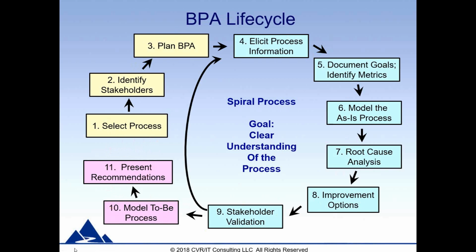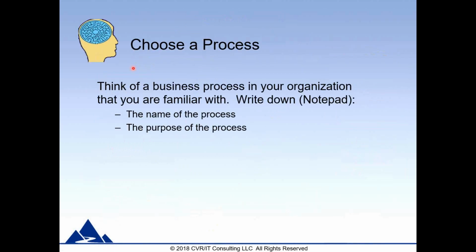What I want to do in the time remaining is to focus specifically on number 5 here, document the goals, identify metrics, because this is an easy piece to understand, and it's central, and it's a place where the BA often needs help from the organization. So I thought this might be a good thing to bring in. What I'd like you to do is to think of a business process in your organization that you are familiar with, whatever it might be. If it's one that you're having difficulty with, all the better. But just think of that.